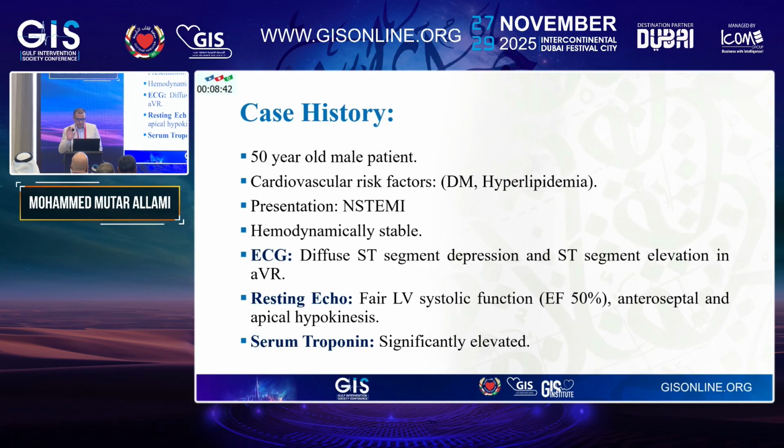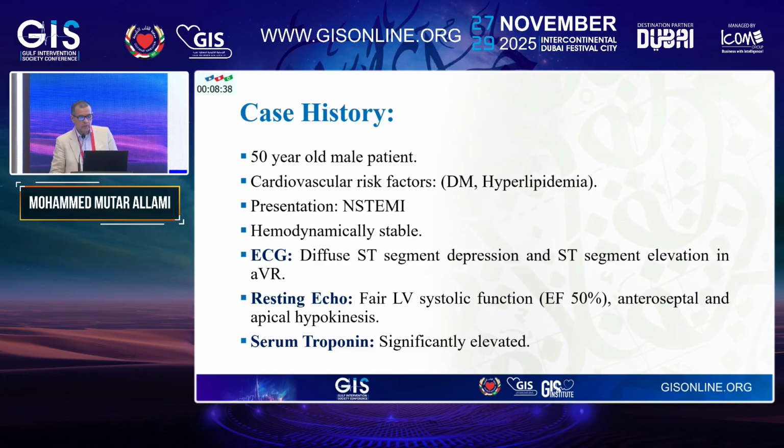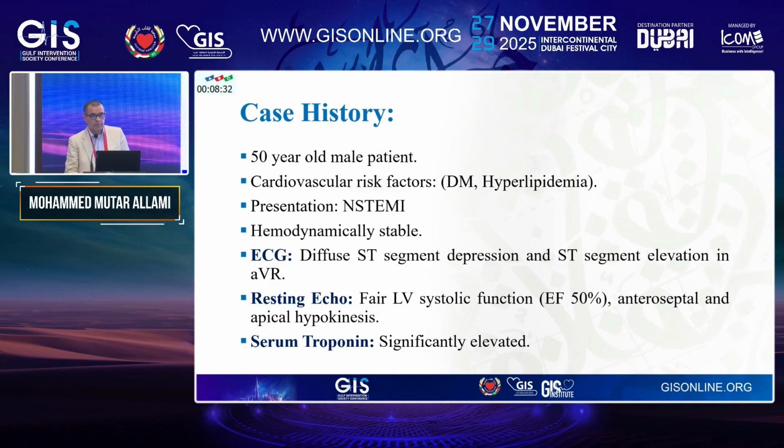So my case was a 50-year-old male patient. His cardiovascular risk factors: he's diabetic and hyperlipidemic. His presentation was an ST elevation myocardial infarction. Hemodynamics were stable. The ECG showed diffuse ST segment depression and some ST segment elevation in aVR. Resting echocardiography showed fair LV systolic function, estimated EF was 50%, and there was inter-septal and apical hypokinesis. Serum troponin was significantly elevated.